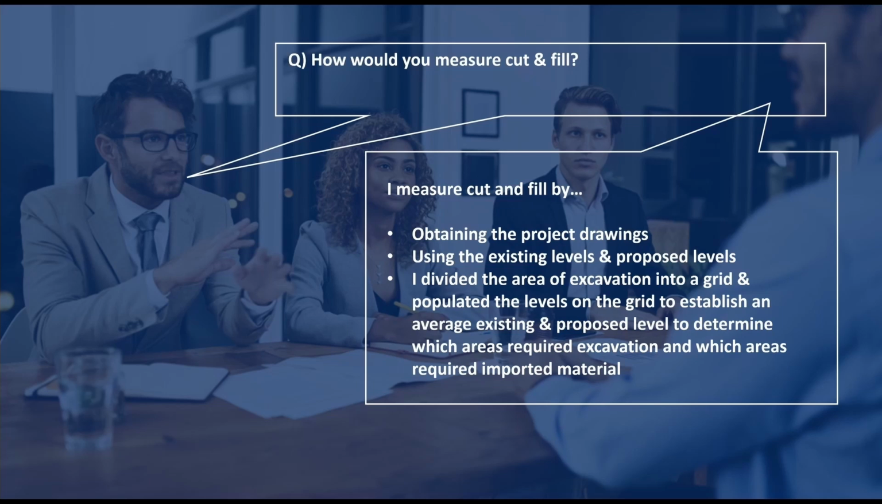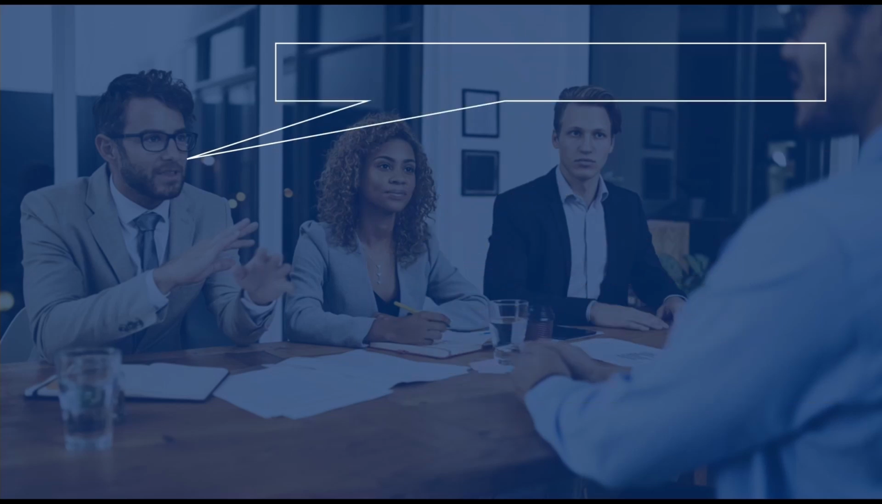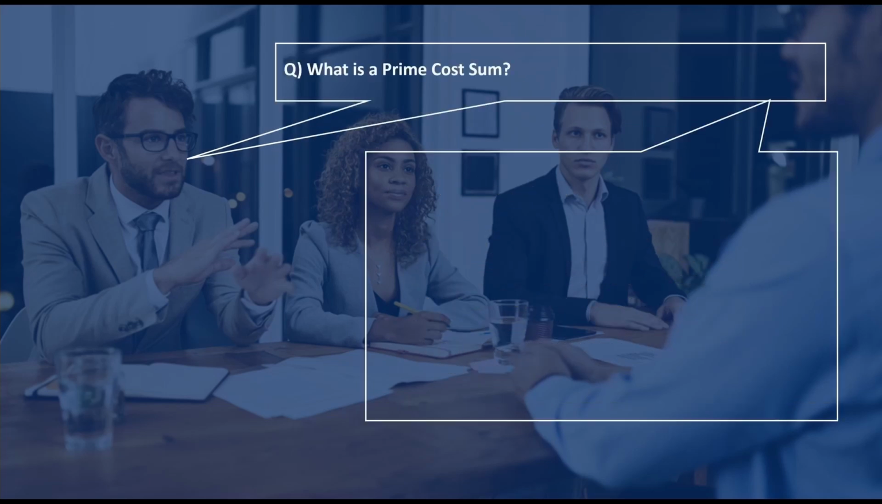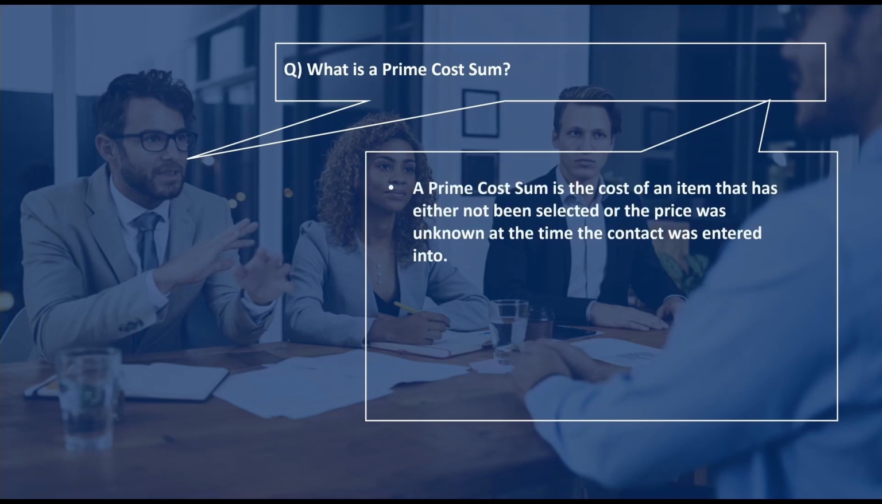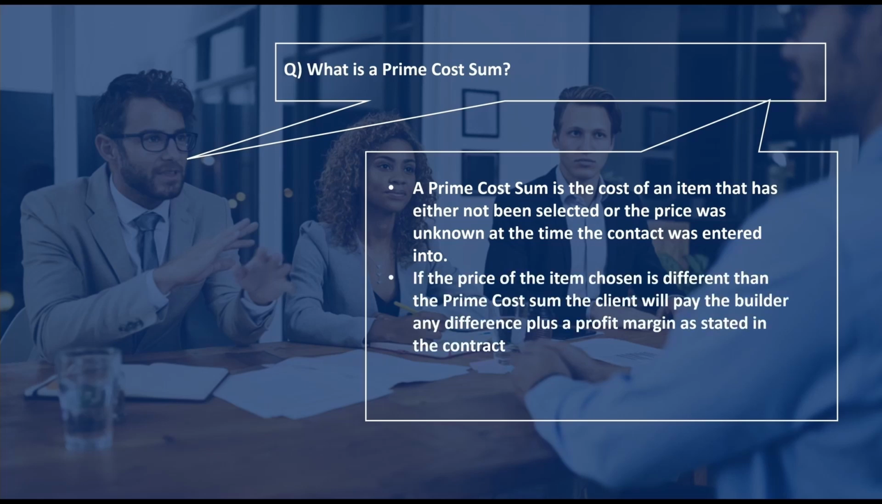We may also receive a question on our understanding of the term prime cost sum, and to address this we can say that a prime cost sum is the cost of an item that has not either been selected or known at the time of the contract sum being agreed. If the price of the item chosen is different than the prime cost sum included within the contract, then the client will typically pay the main contractor the difference plus an agreed profit margin as stated in the contract. Typical examples of when prime cost sums are used are on bricks and roof tiles, where a prime cost sum per 1,000 units is included within the contract.